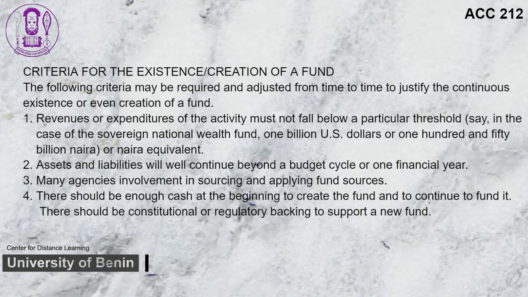1. Revenues or expenditures of the activity must not fall below a particular threshold, say, in the case of the Sovereign National Wealth Fund, $1 billion or 150 billion naira, or naira equivalent. 2. Assets and liabilities will continue beyond a budget cycle or one financial year. 3. Many agencies' involvement in sourcing and applying fund sources.